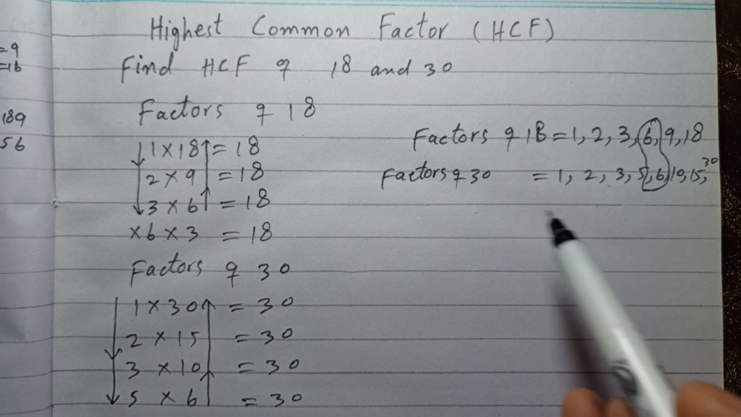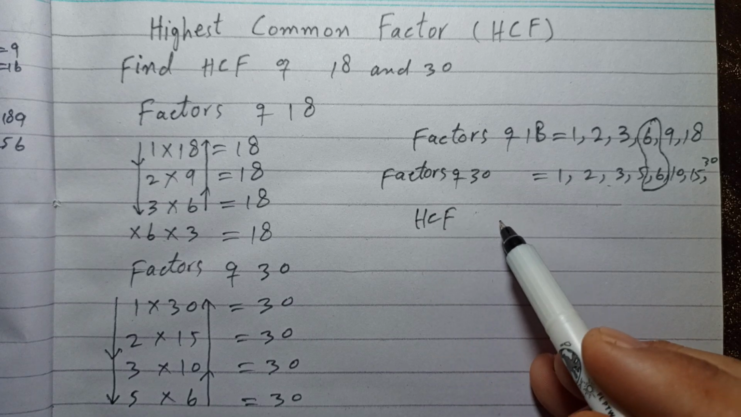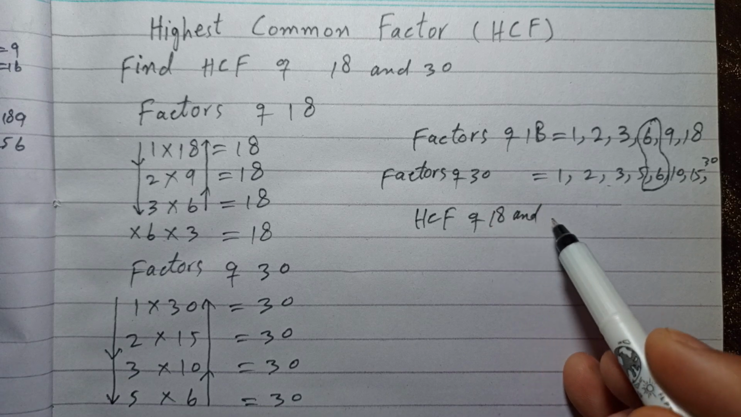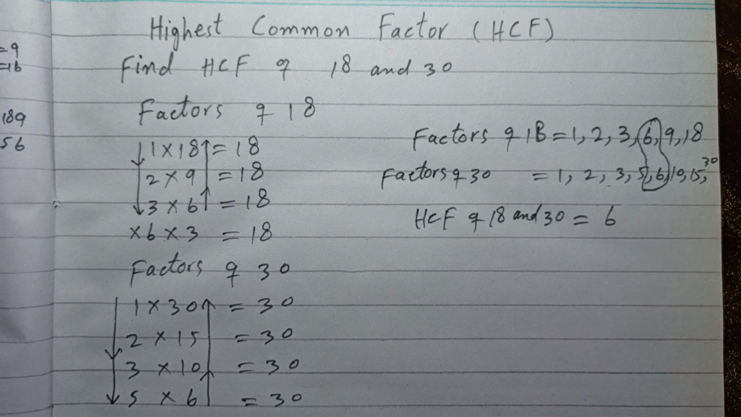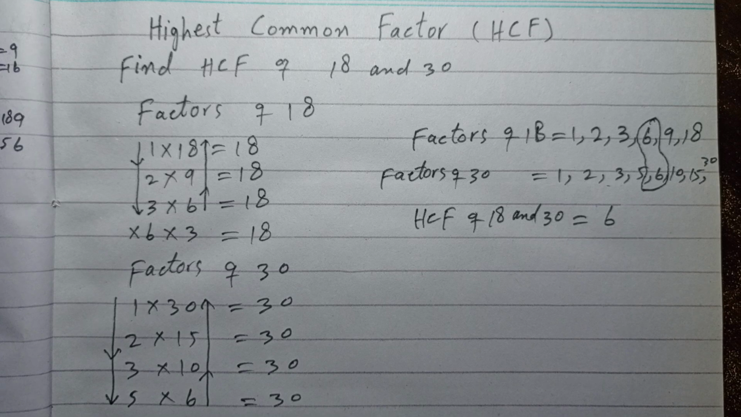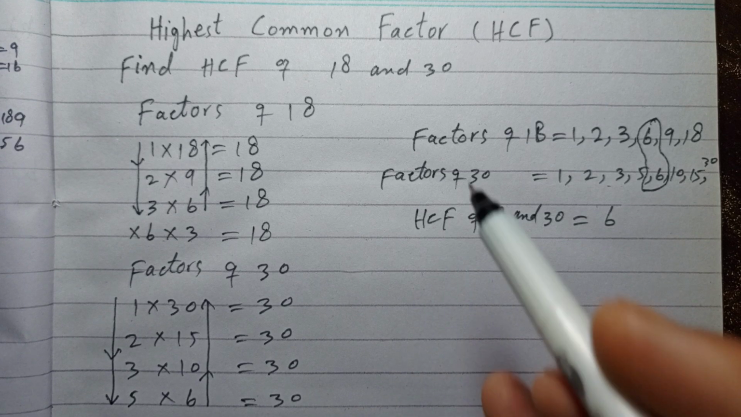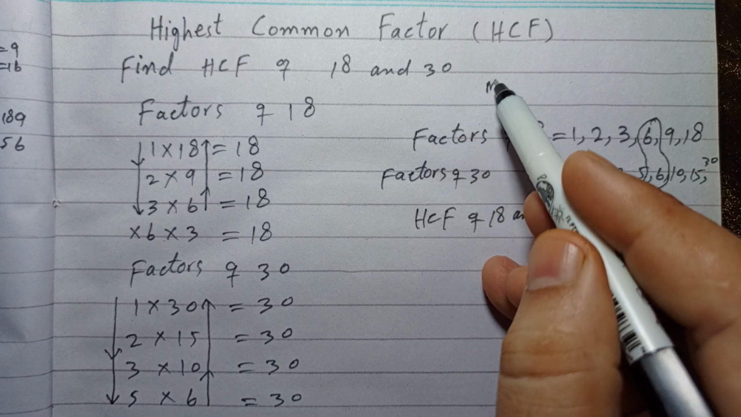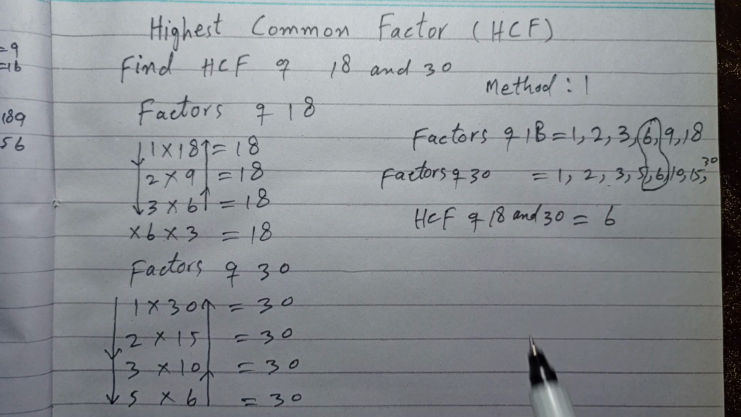So you will write HCF of 18 and 30 is equal to 6, because it is the highest common factor. Now you can find the highest common factor of 18 and 30 by other methods. Let's say this is method 1. Now I am trying method 2.